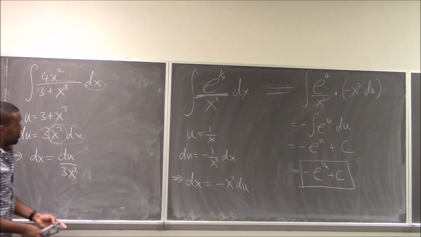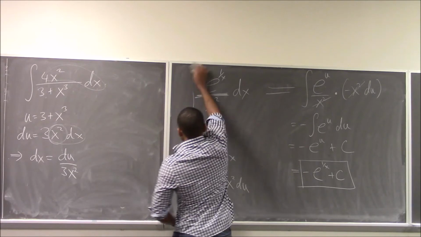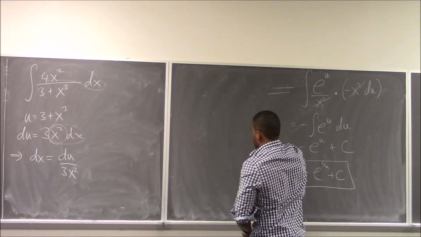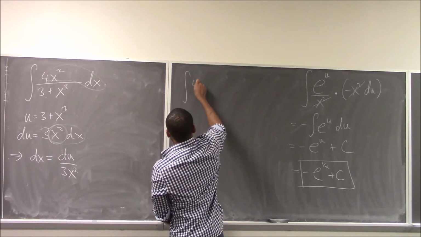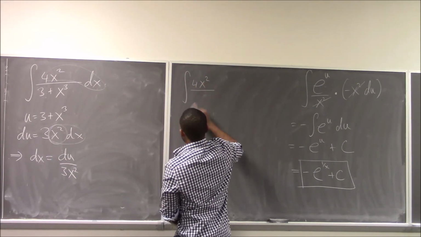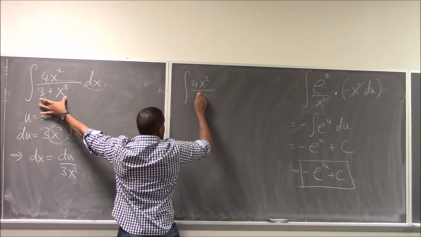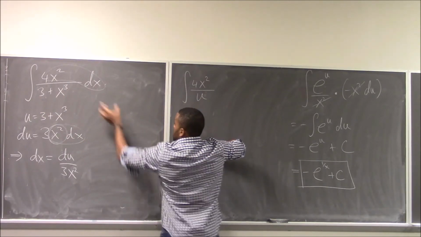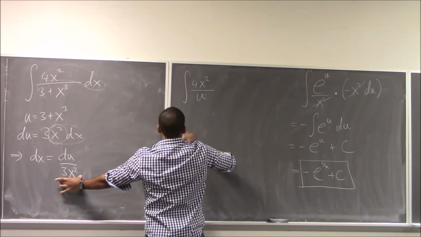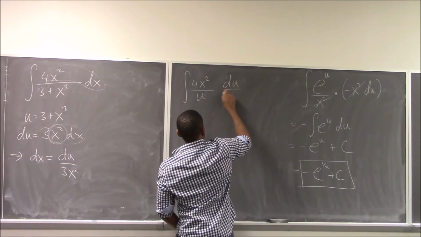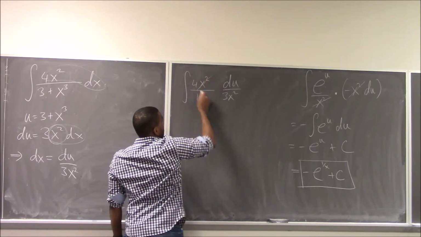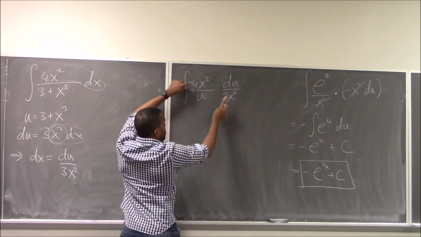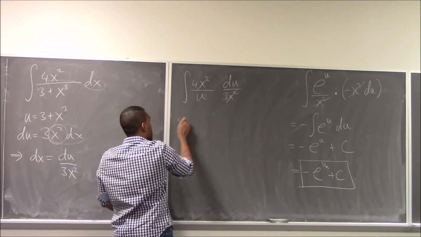And now I'm going to plug everything in. This is 4x squared over the denominator, which I replaced with u. My dx gets replaced with du over 3x squared. The x squareds cancel. 4 over 3, constant, factor that out.